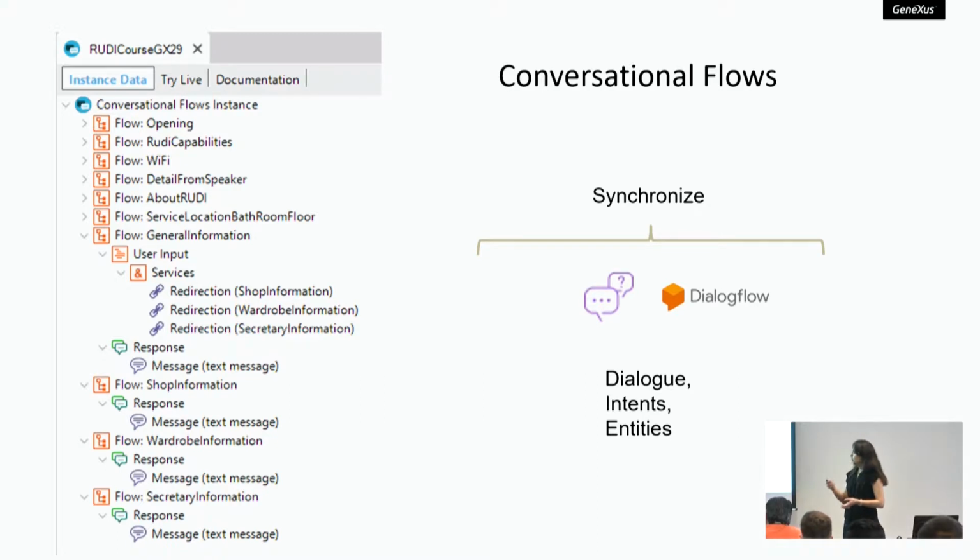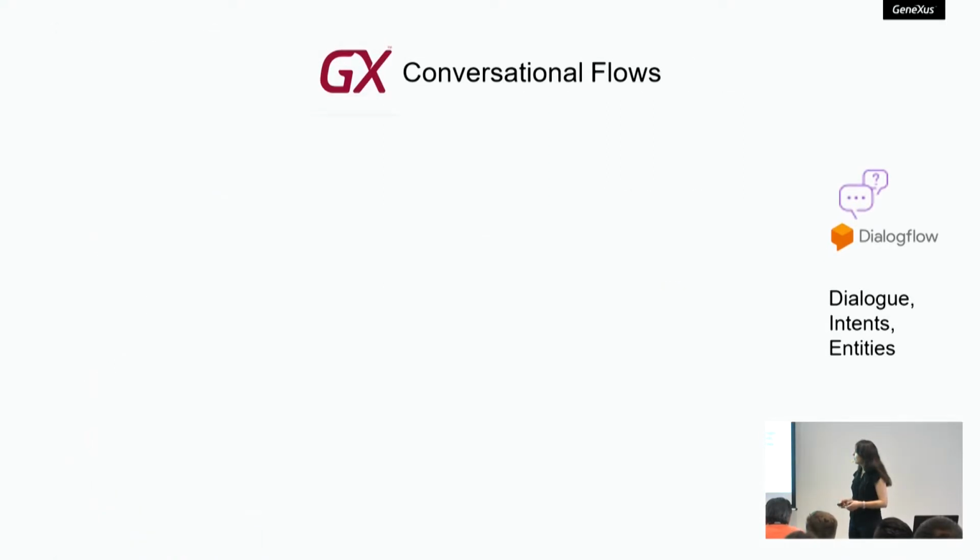The important thing to take into account is that based on this model in GeneXus, we will be able to make a synchronization with the NLP provider directly and obtain in the provider the dialogue, the intents, and the entities that are modeled in GeneXus. That is to say, we don't have to go to the provider to touch anything. Based on the GeneXus model and the synchronization, we can obtain the model in the NLP provider.